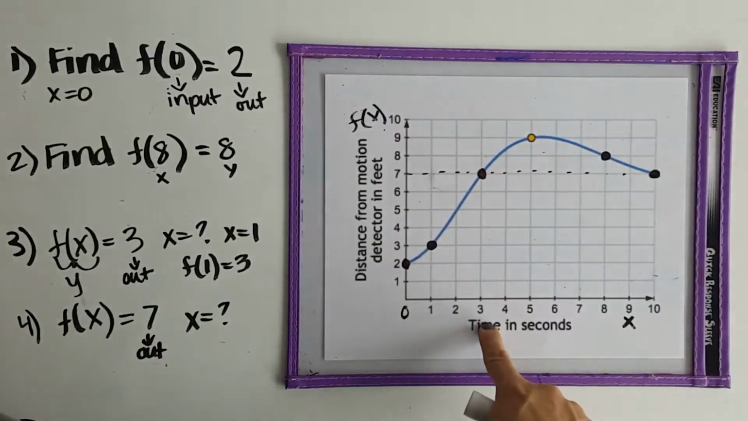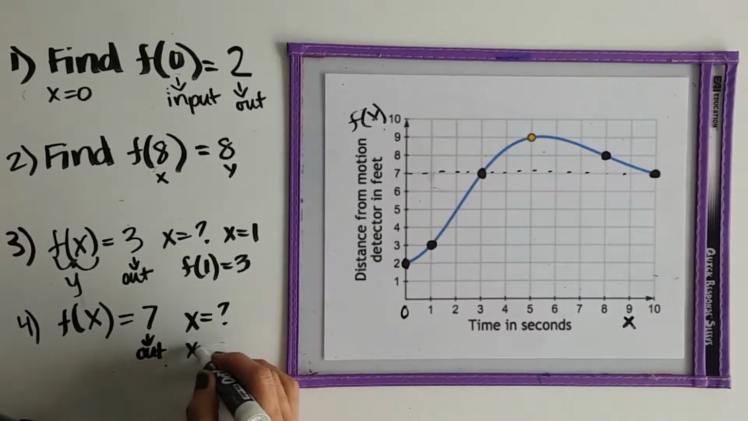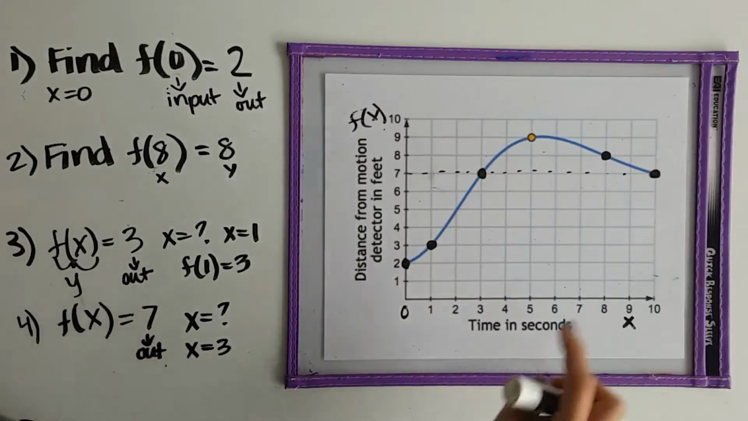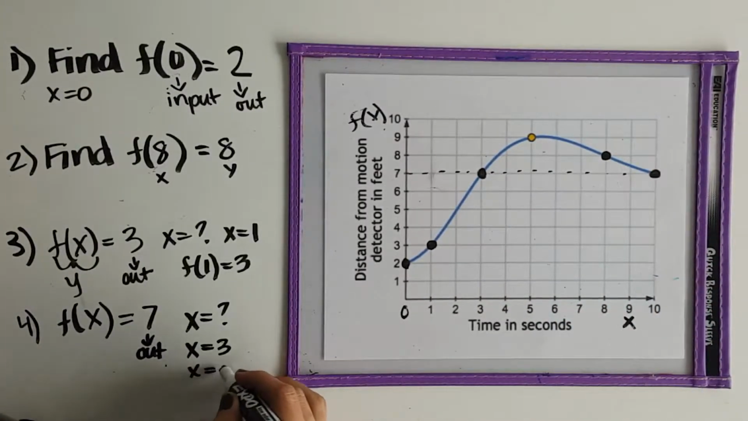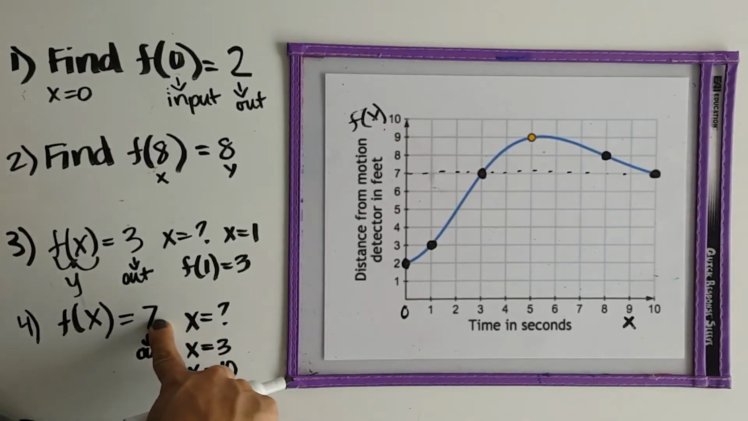So at the first point, our time is 3. So x could be equal to 3. But at the second point, our x value was 10. So what this means is that at both 3 seconds and 10 seconds, the person is 7 feet away from the motion detector.